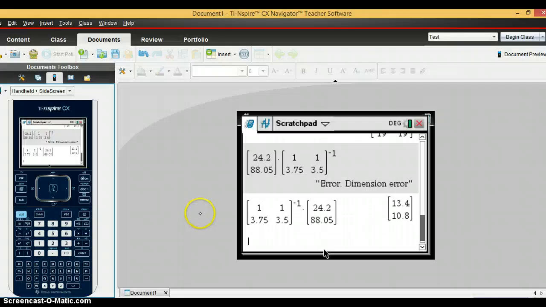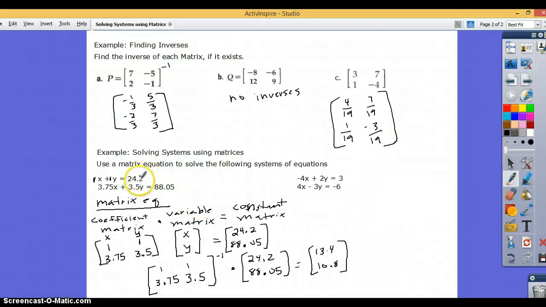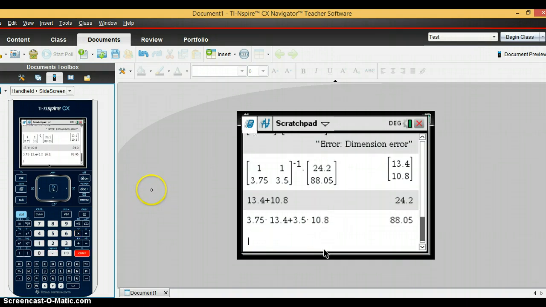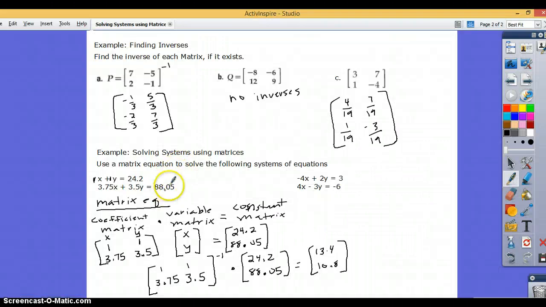And you could plug it back in and check it. If I do that, 13.4 plus 10.8 is 24.2, which is what it's supposed to be. And then 3.75 times 13.4 plus 3.5 times 10.8 gives me my 88.05, which is what I'm supposed to have. So we know we're good. So this is X. That's Y.